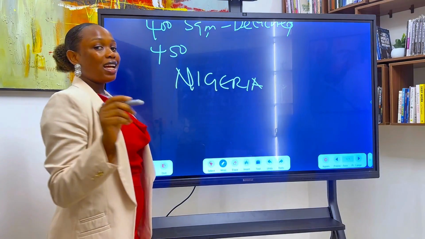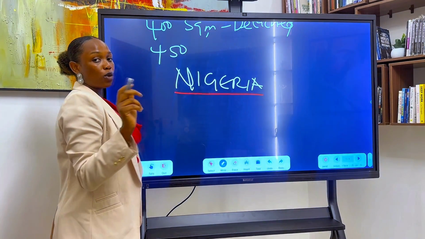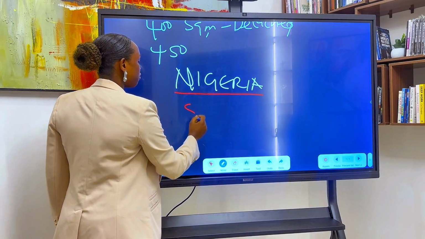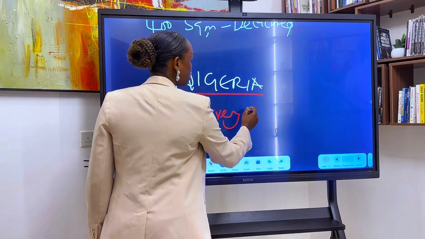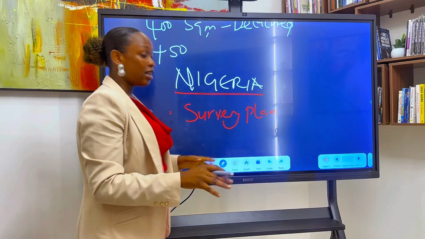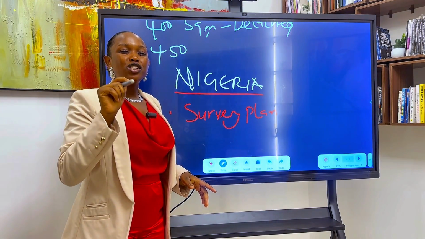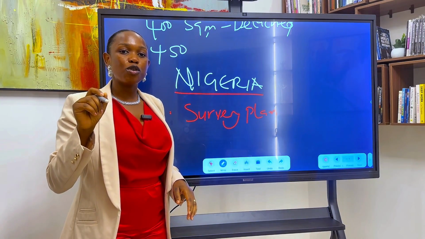So before buying a land in Nigeria, make sure you ask for the survey plan, to see the exact size of that land. Then also make sure you verify the title. Verify the title of the land.